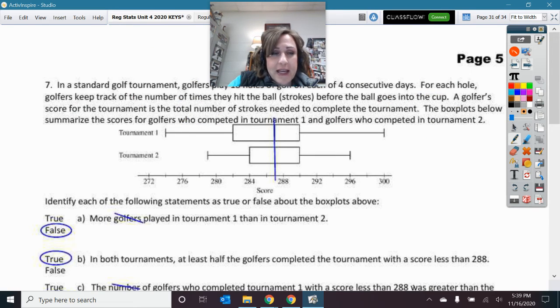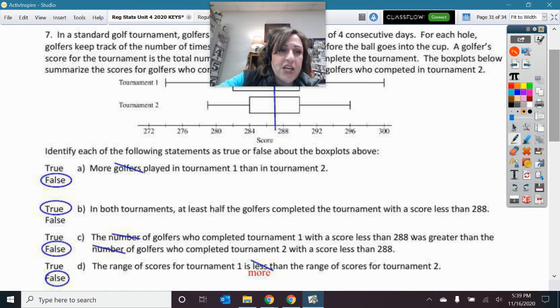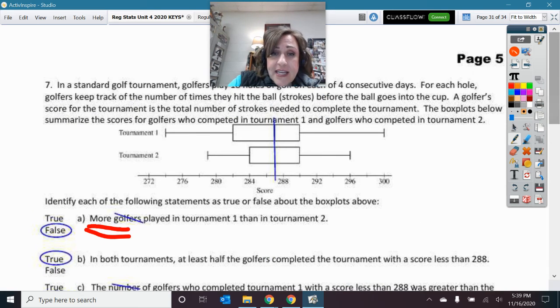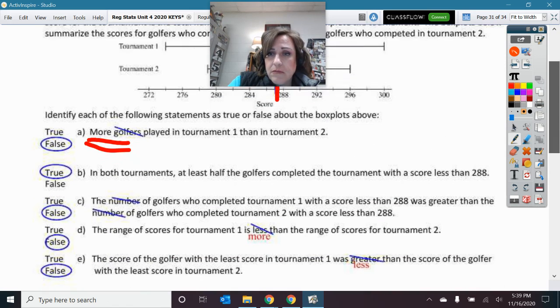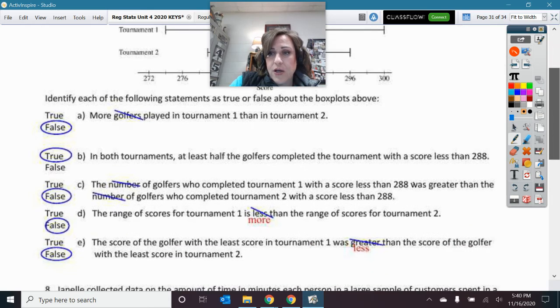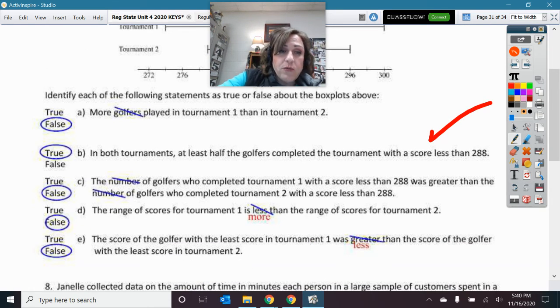And now here's some questions that are application ones. Remember, we don't know how many golfers there are in each of these totals. So now, at least half of them, yeah, we can tell half right here. See, look, at least half scored less than 288. Good. Yes, because half of them scored whatever that is, like 287 or less. Yeah, so half of them scored 287 or less. Okay, so that's good. And here, no, because we can't tell how many there are.